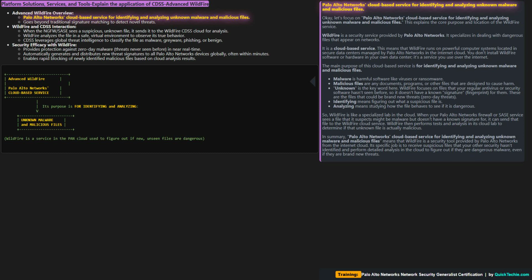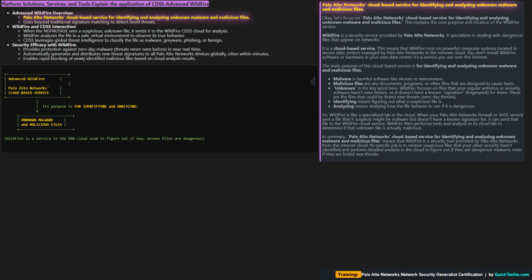So, WildFire is like a specialized lab in the cloud. When your Palo Alto Networks firewall or SASE service sees a file that it suspects might be malware but doesn't have a known signature for, it can send that file to the WildFire cloud service. WildFire then performs tests and analysis in its cloud lab to determine if that unknown file is actually malicious.